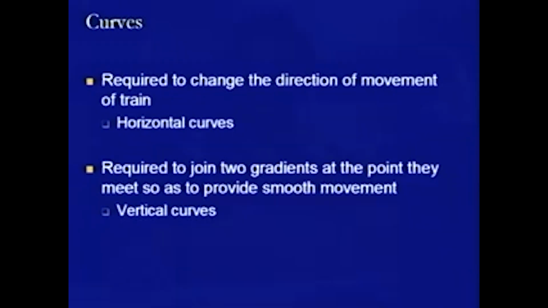Now, as soon as we are talking about the gradients, it means we are discussing the vertical profile, and here we are in the vertical plane. So, because we are in the vertical plane, the connectivity of these 2 gradients is termed by the name vertical curves. Wherever the 2 straight portions have been joined together by some curvilinear portion, that is a curve being provided at that location. And whether we are talking about horizontal curve or the vertical curve, the change of direction is involved in that movement.